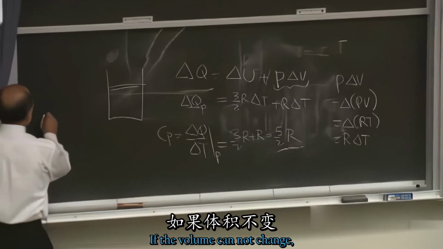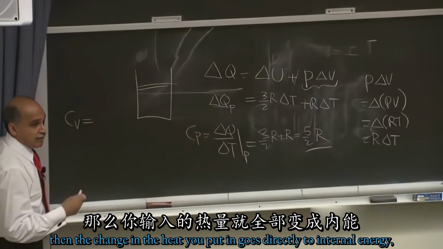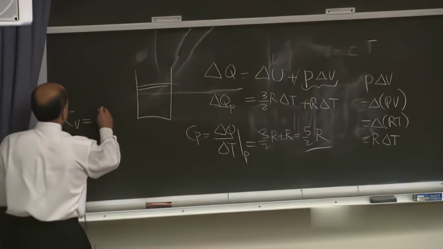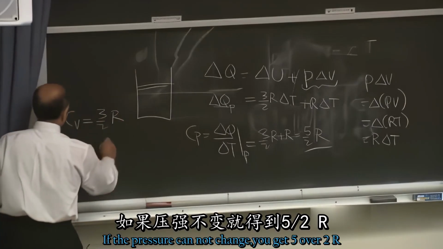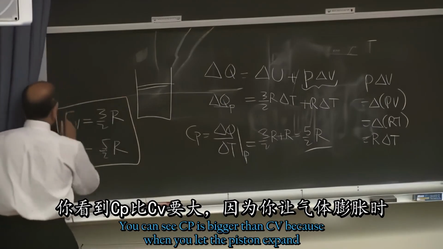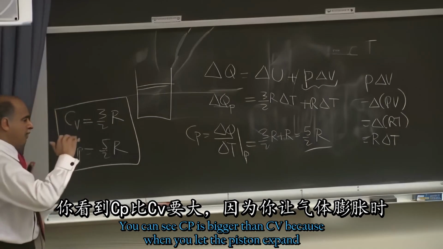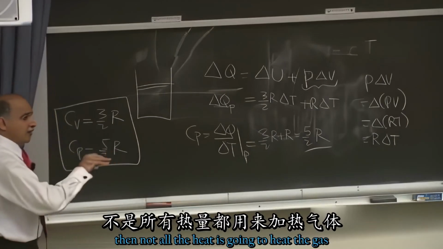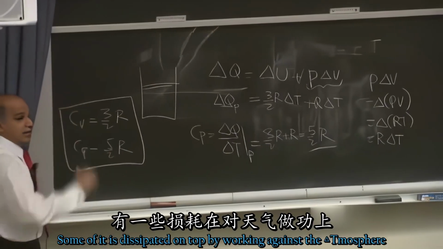If the volume cannot change, then the change in the heat you put in goes directly to internal energy from the first law of thermodynamics. That gives you a specific heat of 3 over 2R. If the pressure cannot change, you get 5 over 2R. You can see Cp is bigger than Cv, because when you let the piston expand, then not all the heat is going to heat the gas. Some of it is dissipated on top by working against the atmosphere.